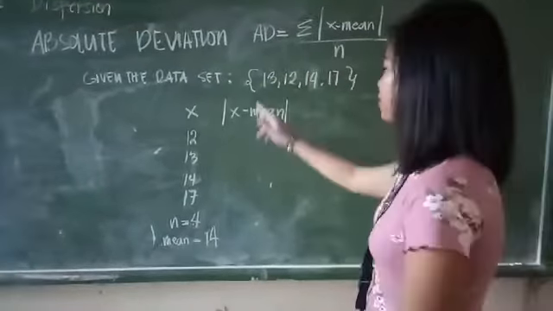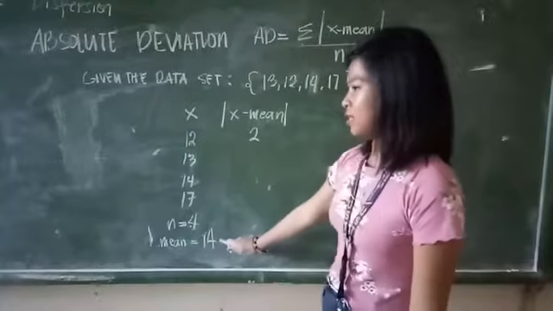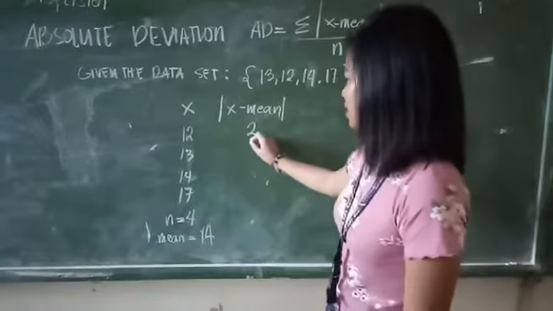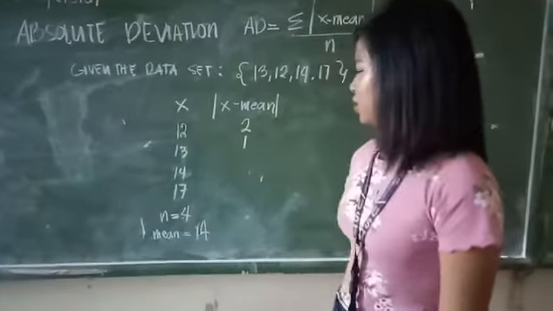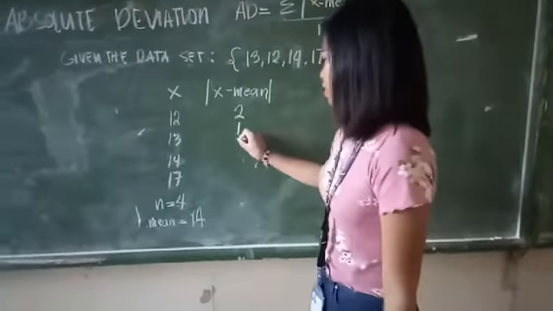So to find the absolute value of x minus mean, we're going to subtract the mean from each sample. So 12 minus 14 is negative 2. Since it is absolute value, it will always be positive. So it is positive 2. Next, 13 minus 14 is negative 1. Then it is positive 1. So 14 minus 14 is 0. Then 17 minus 14 is 3.